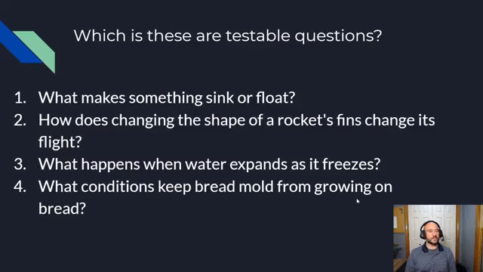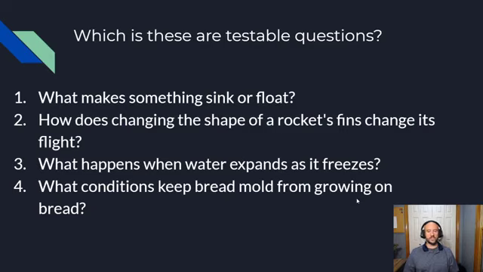So looking at these 4 questions, let's identify which one is testable and which ones are not. So the first one, what makes something sink or float? Well, are we changing anything? Are we modifying one thing to see its effect on another thing? Not really. That first question is more just informational. It's not really a testable question or a scientific question. So in that case, we're going to say that one is untestable. It's an interesting question.